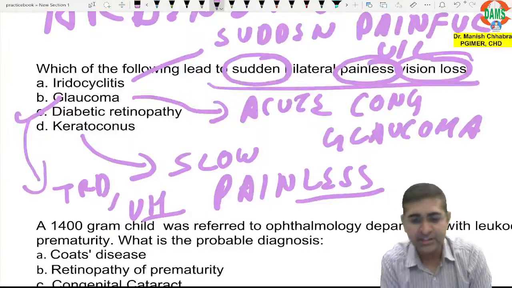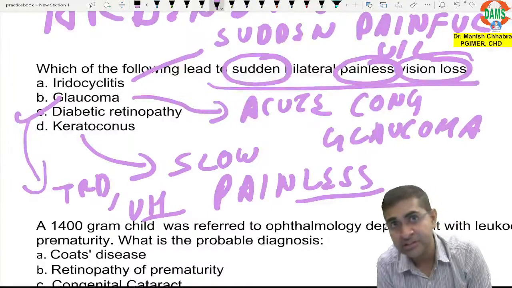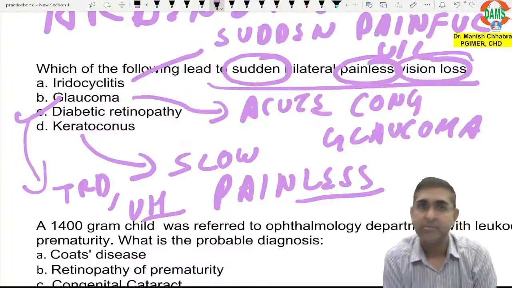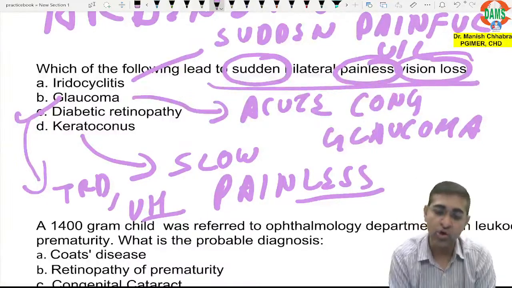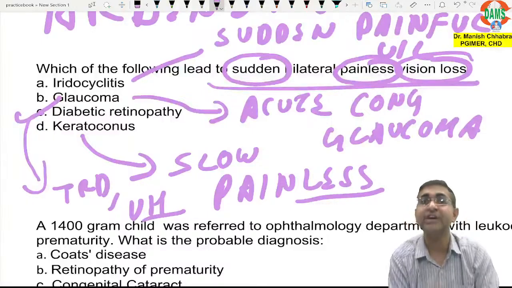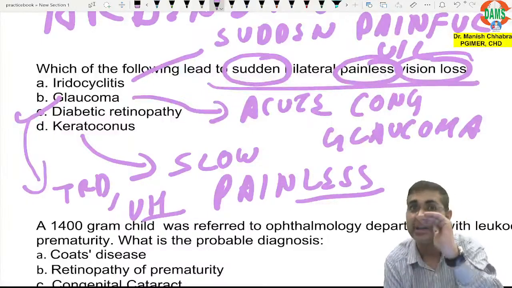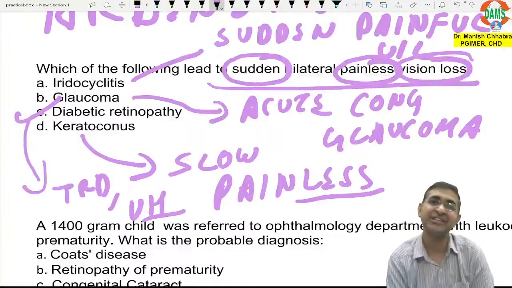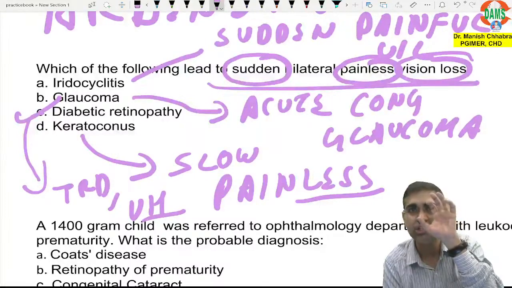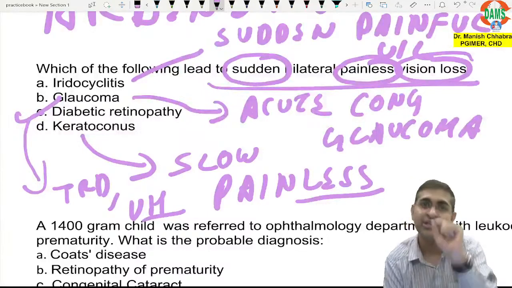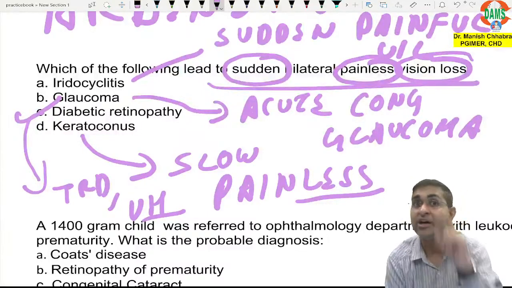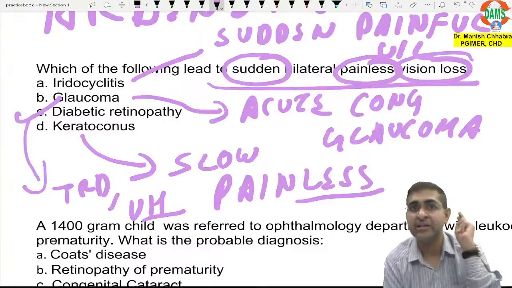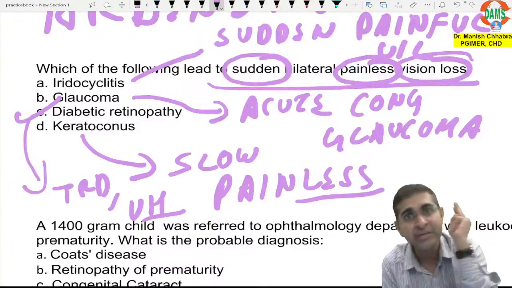Even tractional retinal detachment can be sudden, bilateral, with painless loss of vision. Some books mention that tractional retinal detachment is relatively not sudden. It is slow in onset, slowly there is loss of vision. While rhegmatogenous retinal detachment will be sudden, and exudative retinal detachment will be sudden.